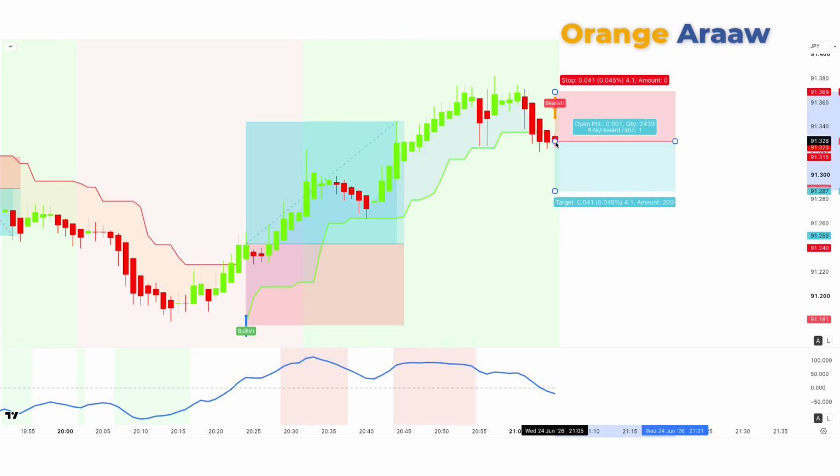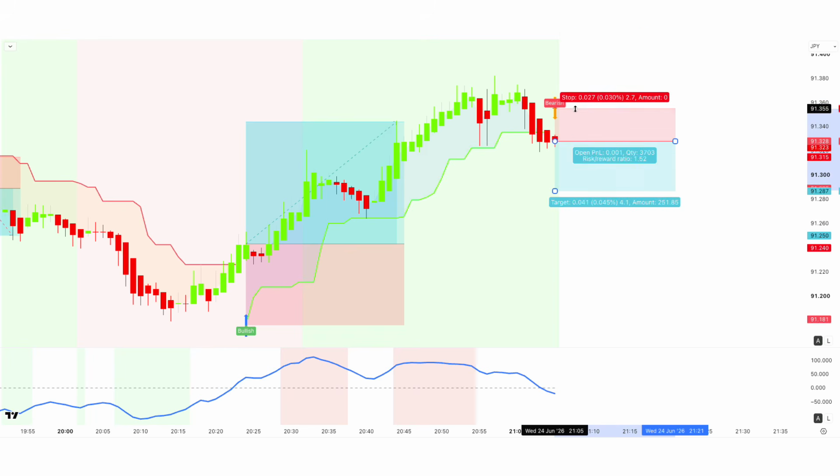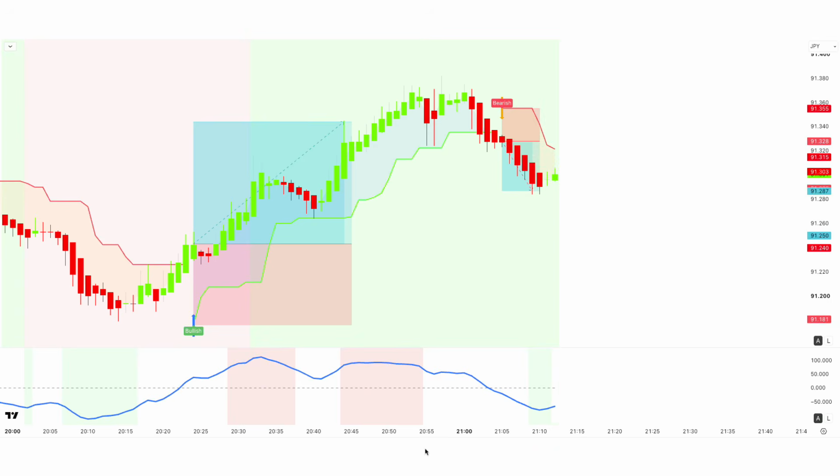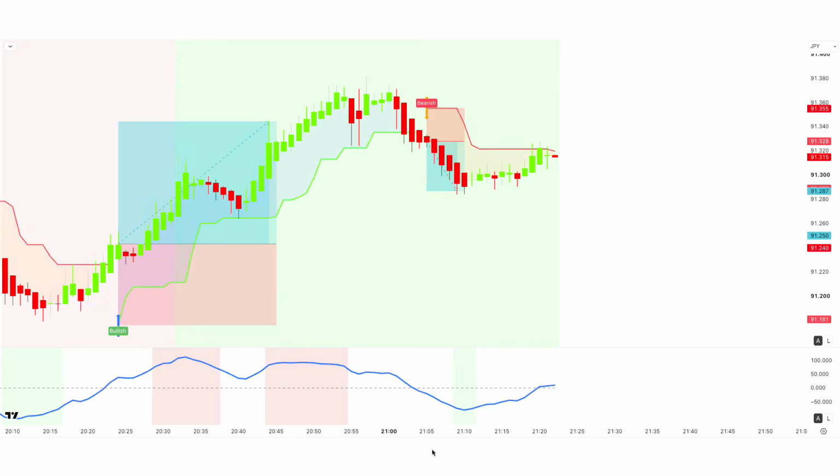Our stop loss is to be placed at the orange arrow, and the risk-to-reward ratio will be 1:1.5. We have won the trade. Let's find the next trade.